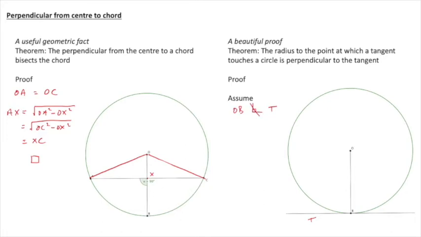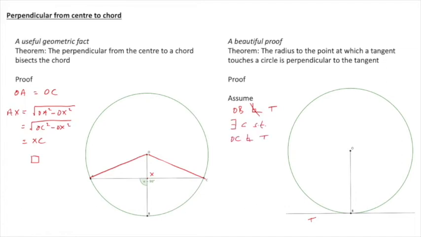Okay, so we assume that OB is not perpendicular to T. Now this is called a proof by contradiction, and it's actually part of the specification for A2 mathematics, so you won't be doing it just yet within the specification syllabus, but it's a nice thing to have a little preview of, and it fits in nicely here, so go with it and see if you can follow it. So we're assuming the opposite of what we want to prove.